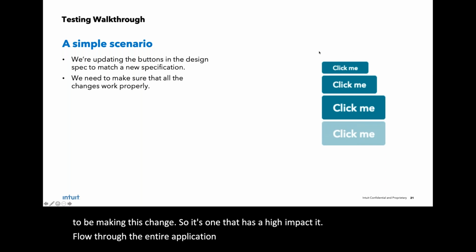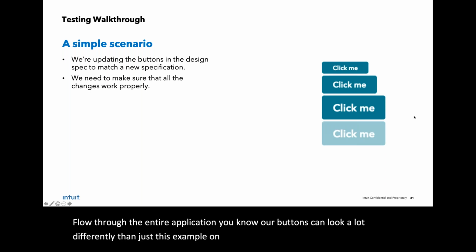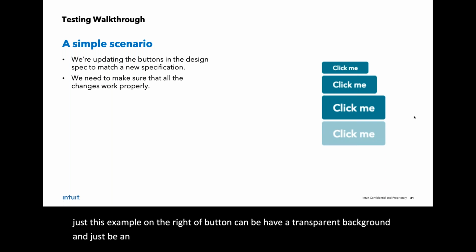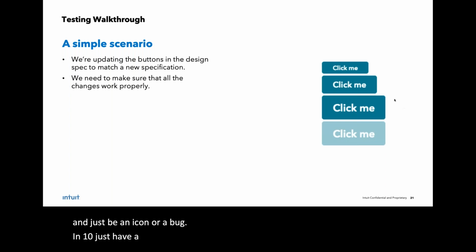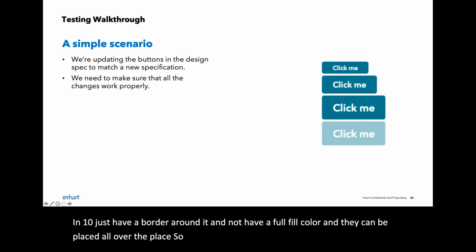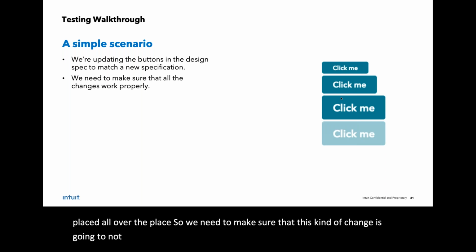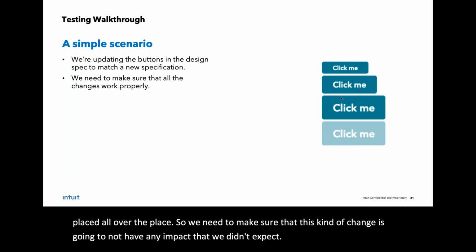Our buttons can look a lot differently than just this example on the right. A button can have a transparent background and just be an icon, or a button can just have a border around it and not have a full fill color, and they can be placed all over the place. So we need to make sure that this kind of change is not going to have any impact that we didn't expect when it gets rolled out to the product.